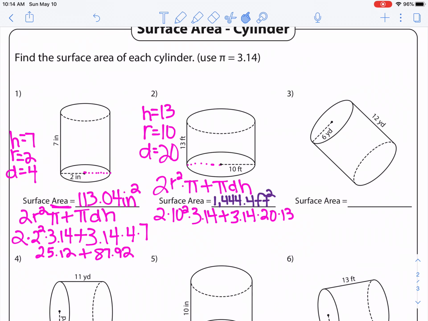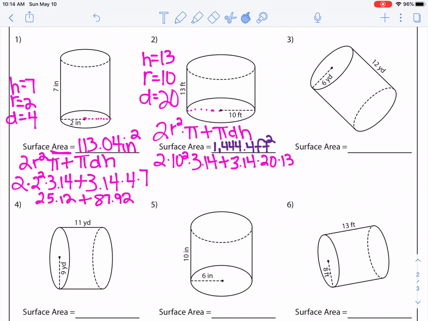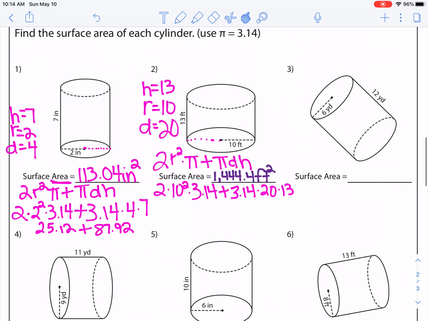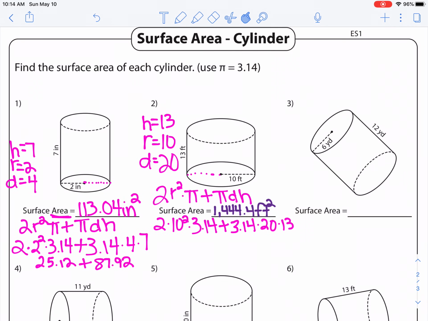In the next problem, it also gives you the radius of the circle, and I think all of the following examples also give you the radius. Okay? If you have any questions, please email me.